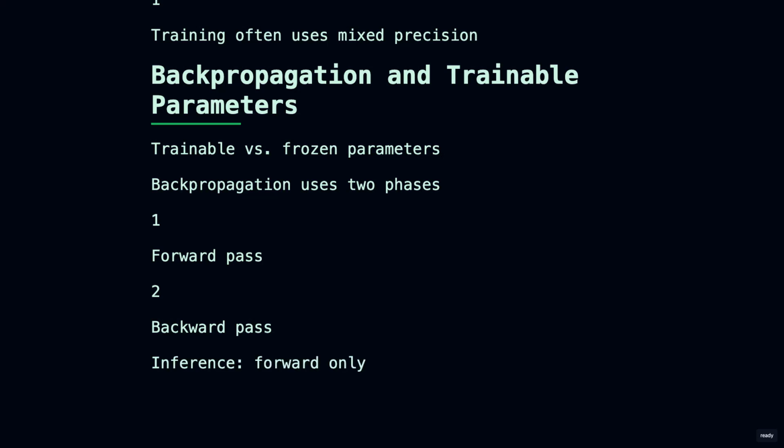At inference time, we only need the forward pass because we're not training the model. During training, both passes run so the model can learn from its mistakes.